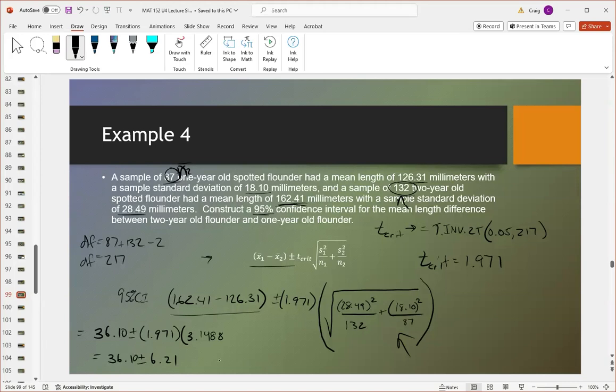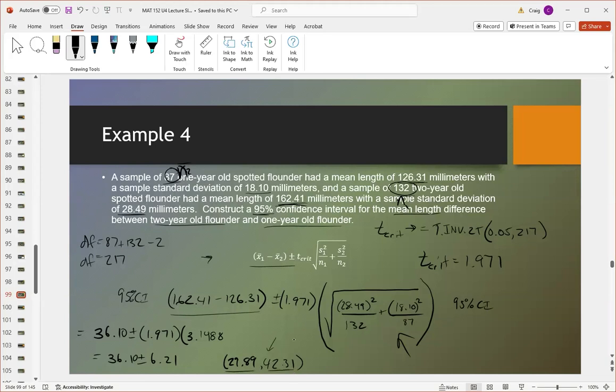And so that gives us a range of values for our difference between the 2-year-old flounder and the 1-year-old flounder of 36.10 minus 6.21 is 29.89, and then 36.10 plus 6.21 is 42.31. And so we can be 95% confident that the difference in the mean length between 2-year-old flounder and 1-year-old flounder is between 29.89 millimeters and 42.31 millimeters.